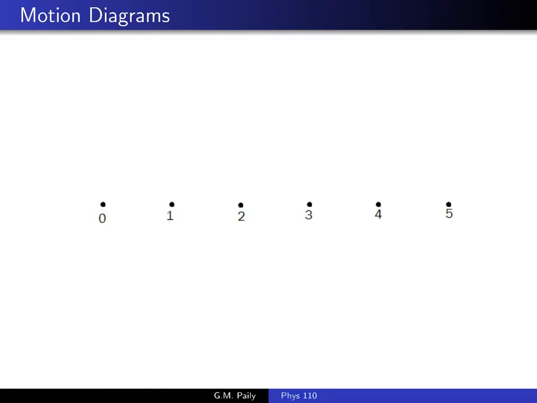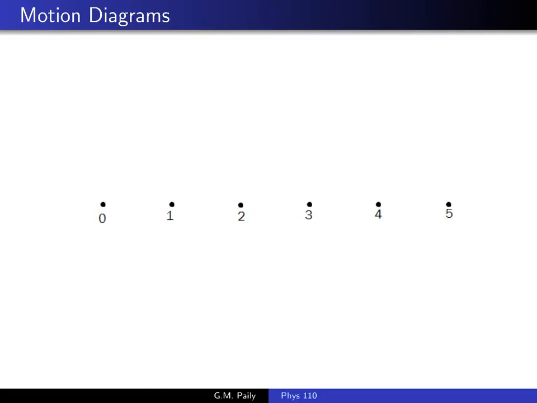Now we move on to motion diagrams. A motion diagram is simply a series of numbered dots that show you the position of an object at consecutive moments of time. You can think of it as taking snapshots of the motion of an object, or watching something move under a stroboscopic light.